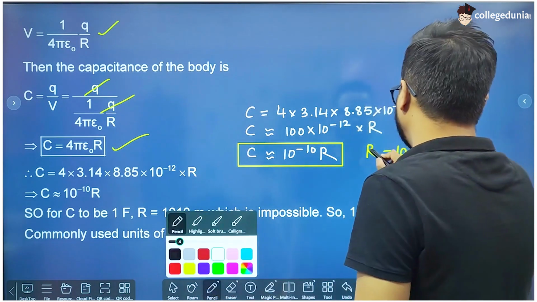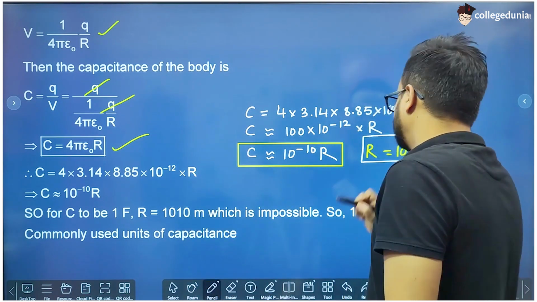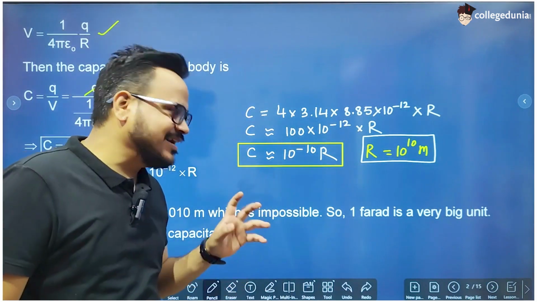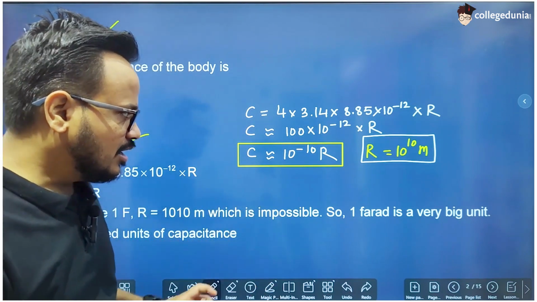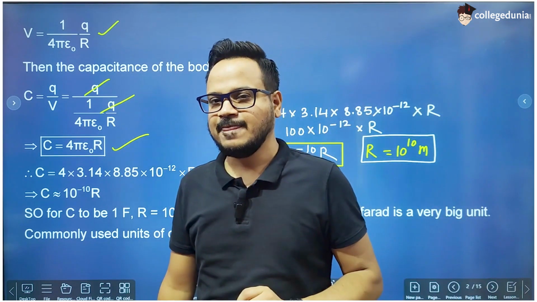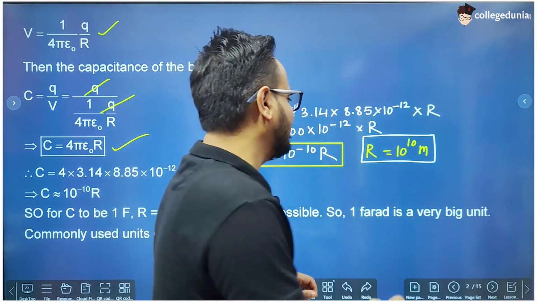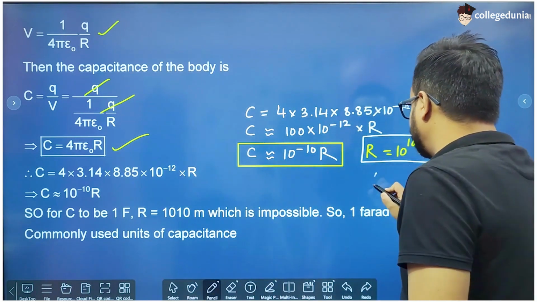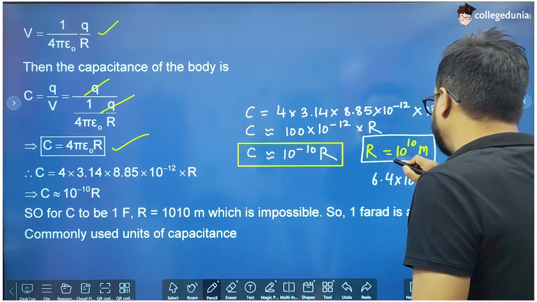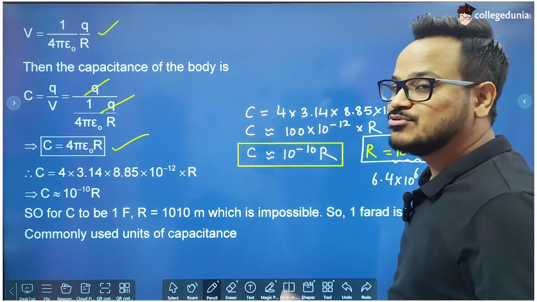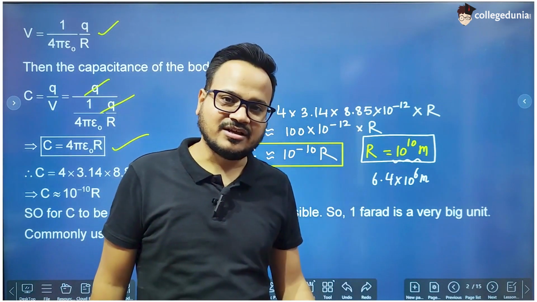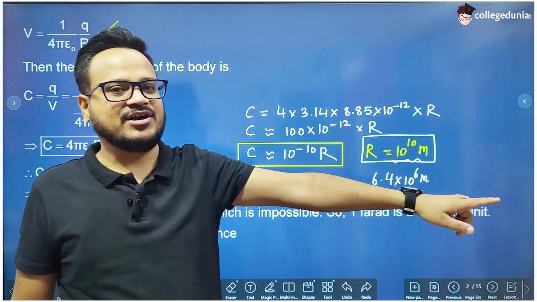For C to be 1 farad, this R has to be 10 raised to power 10 meter, which is practically impossible, because here we are saying that a sphere whose radius is 10 raised to power 10 meter will have a capacity of 1 farad, which is not possible. You know what is the radius of the earth? Radius of earth is 6.4 × 10 raised to power 6 meter, and this value is approximately 10,000 times greater than the radius of the earth. So imagine a body which is 10,000 times greater than earth. That body will have a capacity of 1 farad.